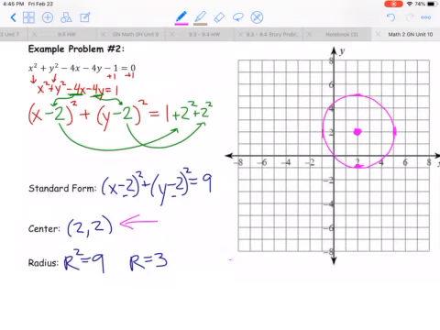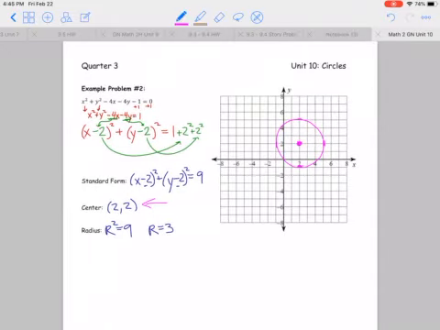So tonight's homework, make sure you're using graph paper to make these nice and pretty.